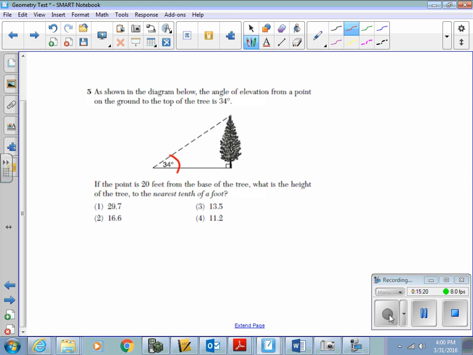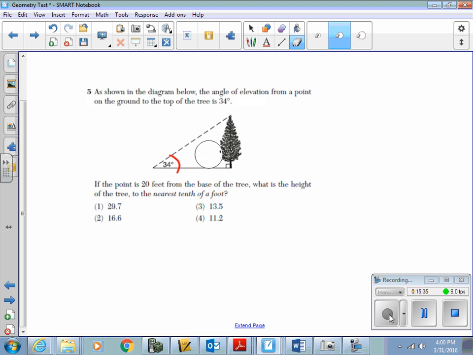All right, so if the point is 20 feet from the base, meaning bottom, what are they talking about? Are they talking about X or are they talking about Y? Which one of those? Hopefully you recognize they're talking about what I labeled X.